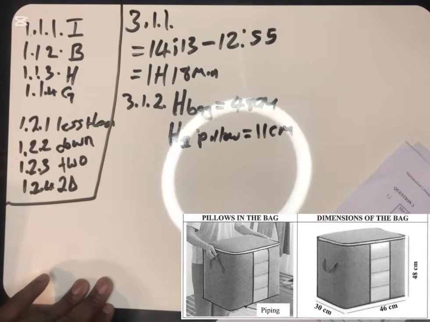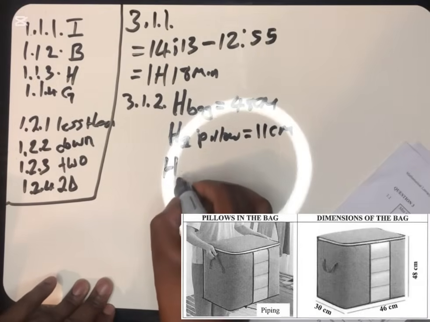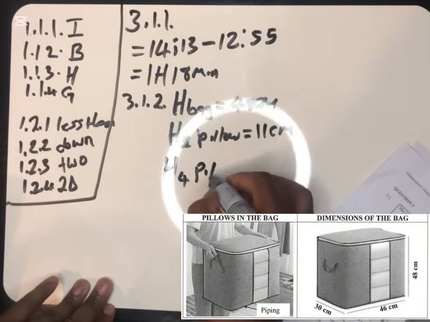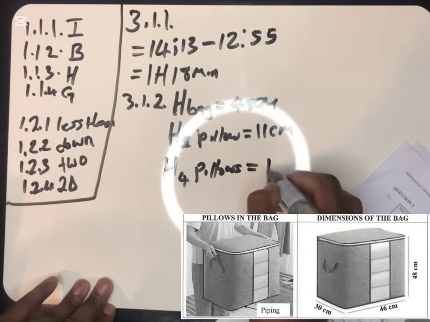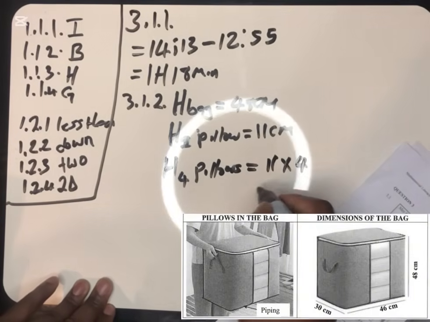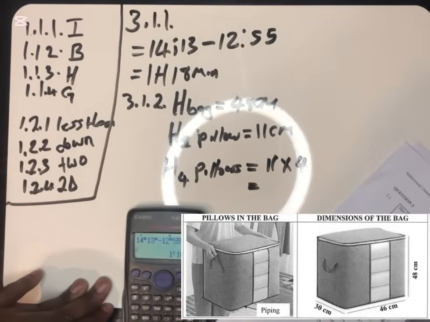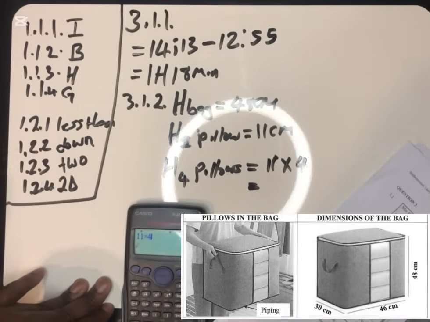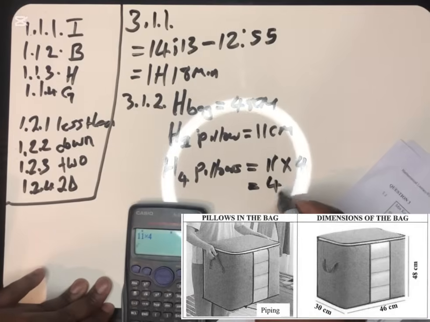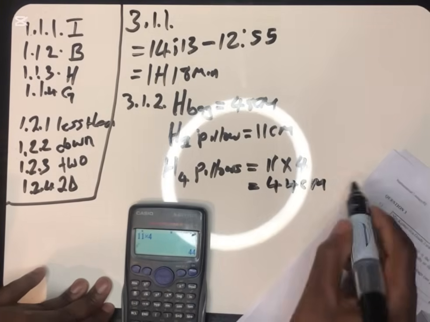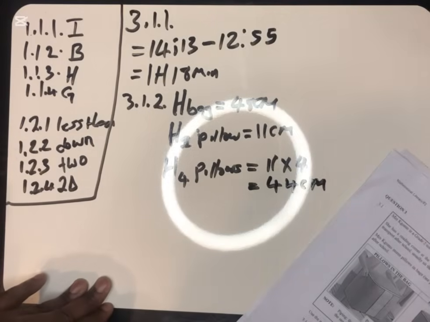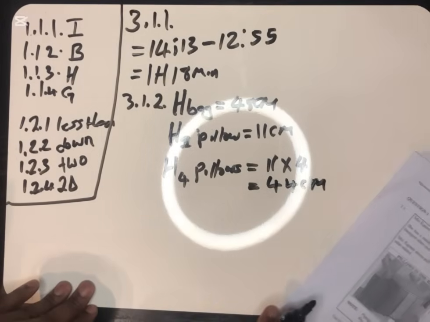And we can see that inside this bag we have 4 pillows. So we can say the height of 4 pillows is going to be 11 multiplied by 4. You can do the calculation to say 11 multiplied by 4. It gives us 44 centimeters. So 4 pillows only take up 44 centimeters.